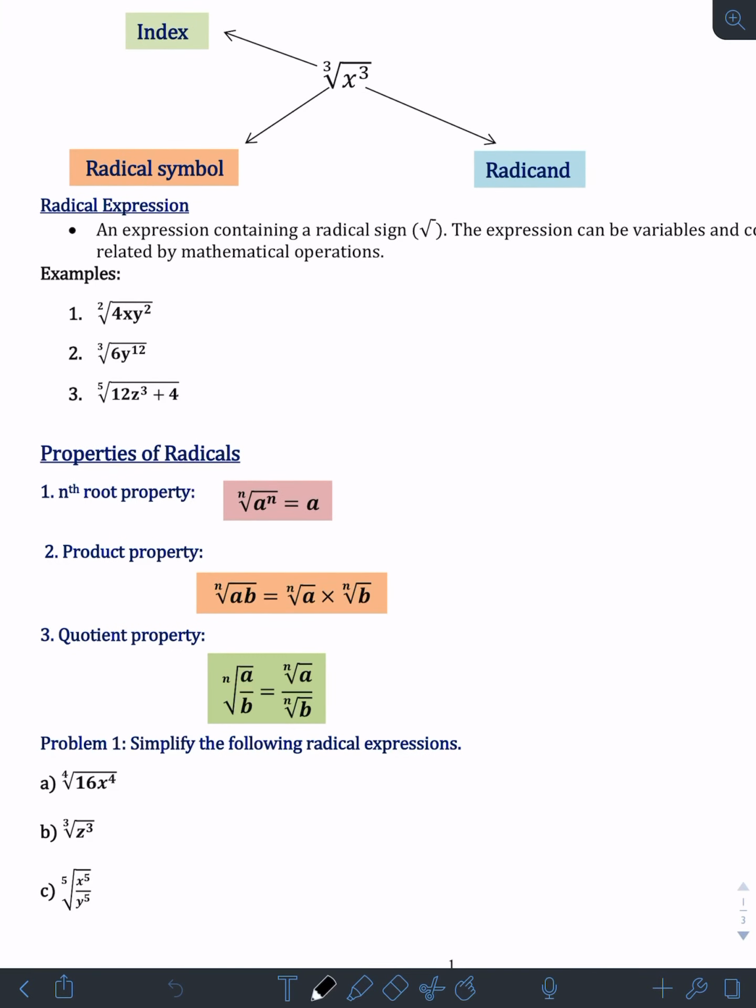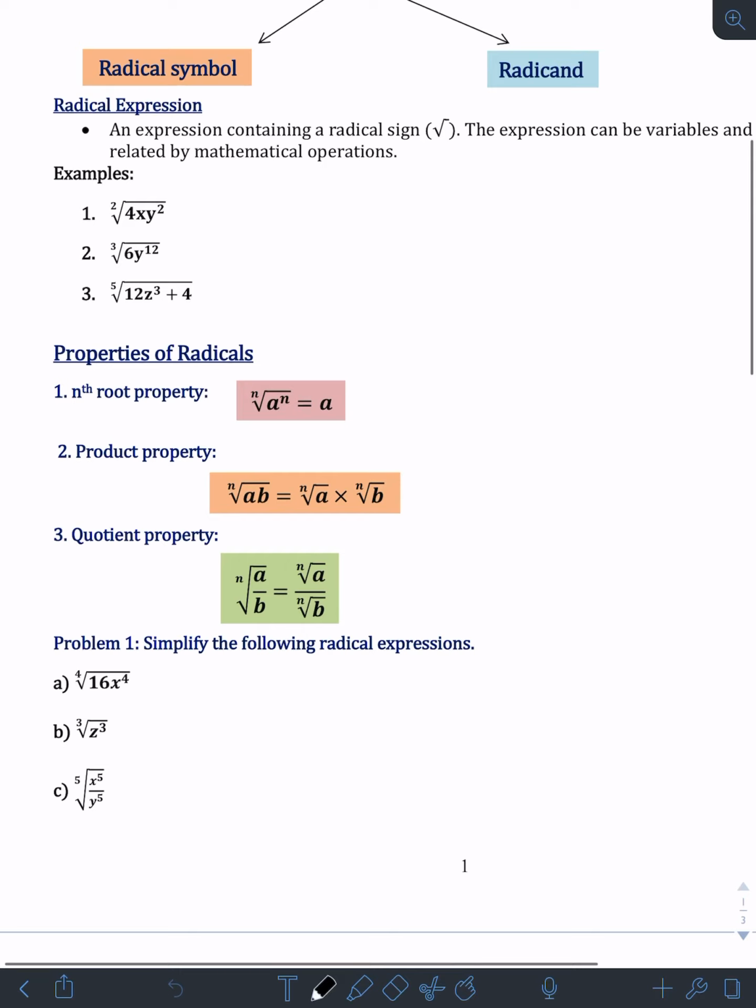We're going to use some properties of radicals. You got the nth root property, the product property, and the quotient property. So the nth root property means if I have a number to the same power that the index is, then it's just that number. The product property means I can separate two things being multiplied to determine how to simplify it. Same with the quotient property. Instead of one big radical, I can put the radical on top and on the bottom of the denominator.